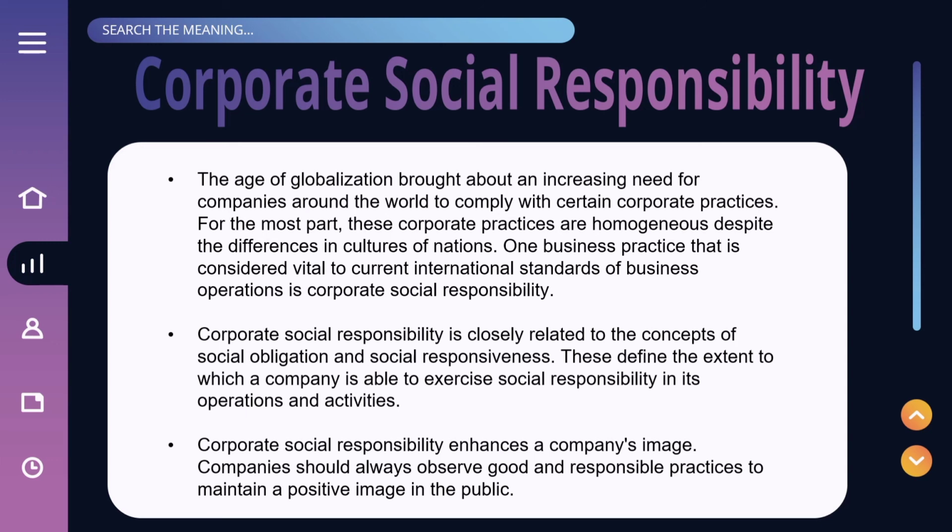Corporate social responsibility is closely related to the concepts of social obligation and social responsiveness. These define the extent to which a company is able to exercise social responsibility in its operations and activities. Corporate social responsibility enhances a company's image. Companies should always observe good and responsible practices to maintain a positive image in the public.